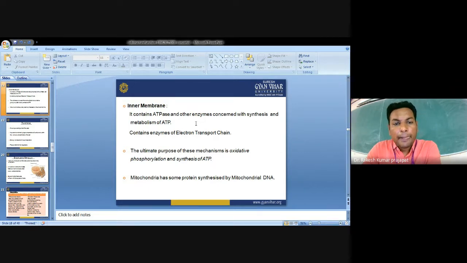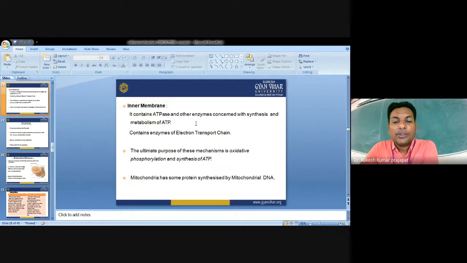The ultimate purpose of this mechanism is oxidative phosphorylation and synthesis of ATP. The main function of the inner membrane is oxidative phosphorylation. Another phosphorylation is photophosphorylation, which occurs in the chloroplast. Photo means light-dependent ATP synthesis occurring in the chloroplast. Oxidative phosphorylation means oxygen-dependent phosphorylation occurring in the inner membrane.